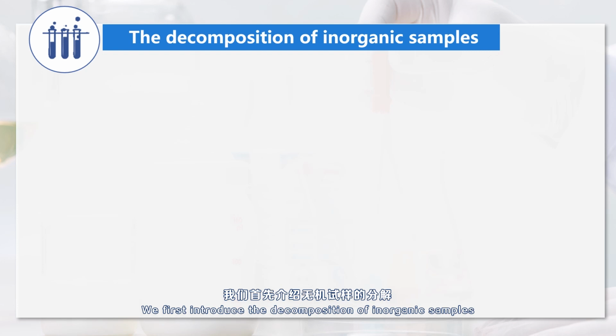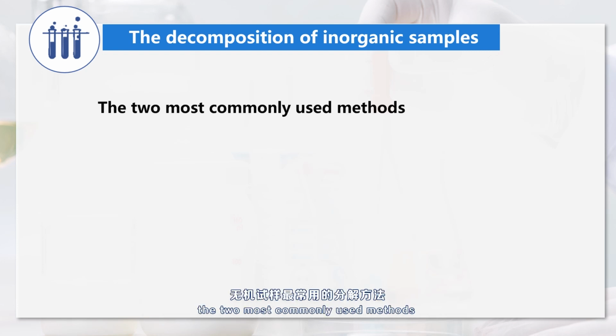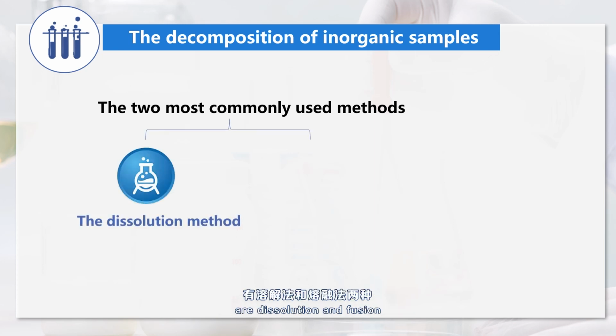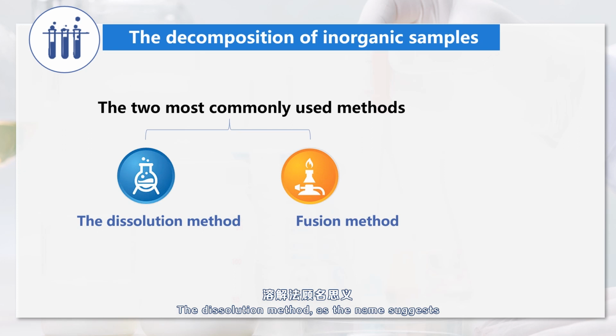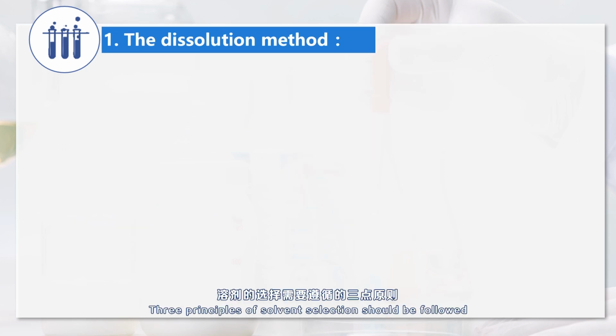We first introduce the decomposition of inorganic samples. The two most commonly used methods are dissolution and fusion. The dissolution method, as the name suggests, is to dissolve a solid sample, so you need to choose a proper solvent. Three principles of solvent selection should be followed.